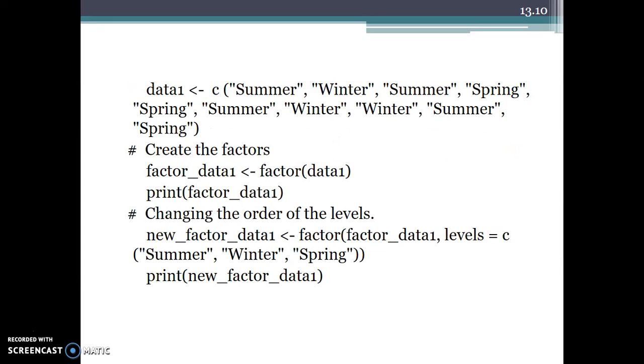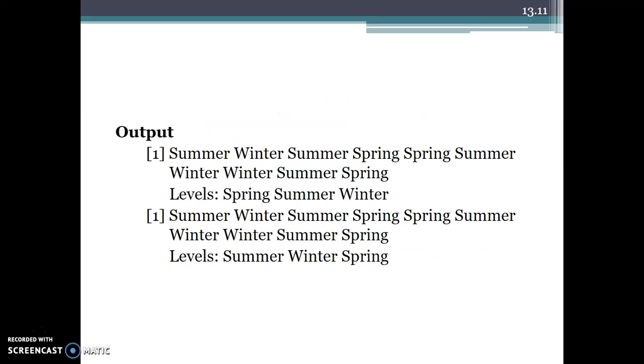So in this example, we have created the factors. We call it factor data 1. Print the factor data 1. Then you change the order of the levels, where you say that the level should be summer first, winter next, spring last. And then we print out the data. So when you look at it, you get all the data like summer, winter, whatever. And then we get the levels as spring, summer and winter. But when we specify the levels command in the second output, we get the same summer, winter, summer, spring, but the levels have been specified as summer, winter and spring.